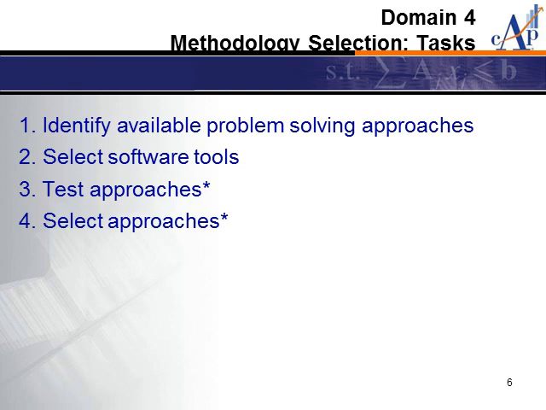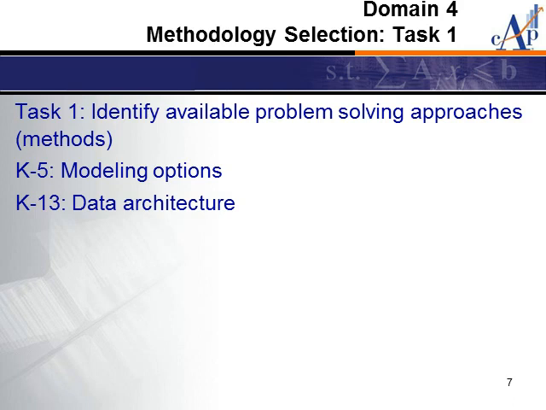Items number 3 and 4, test approaches and selection approaches, are not part of this talk. These are actually, ultimately, when you have implemented the model, how do you test the model for its efficacy and effectiveness. These two have an asterisk on them. These are not part of the CAP test. So let's now delve more into this methodology selection task.